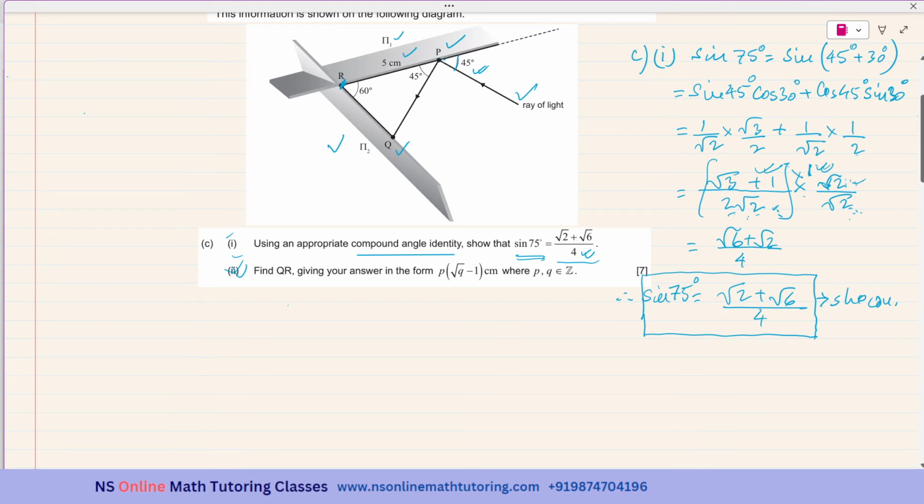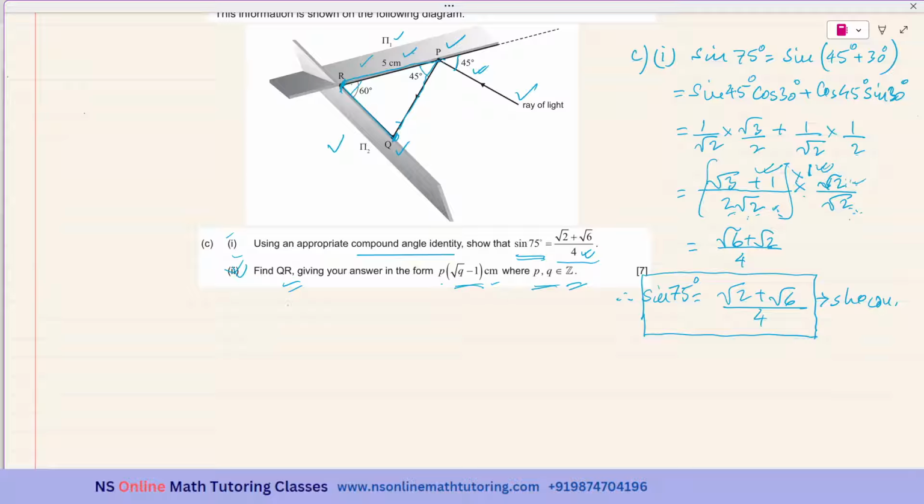Now I find QR. This is Q and this is R, so QR is this line, giving your answer in the form p times root q minus 1 centimeters, where p and q are integers. We see they have in fact drawn this triangle PQR, and we are given the side length PR equal to 5 centimeters, and we know two angles of this triangle.